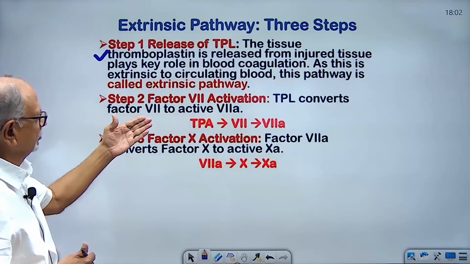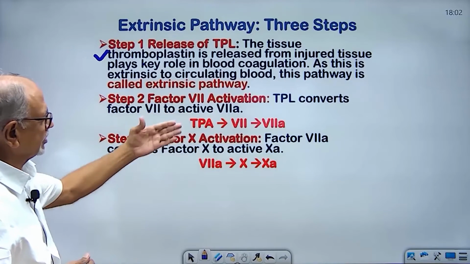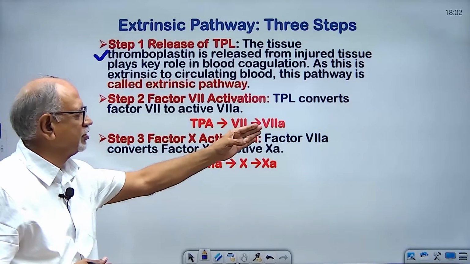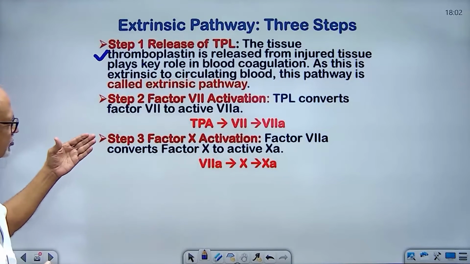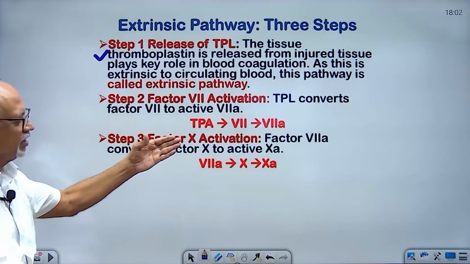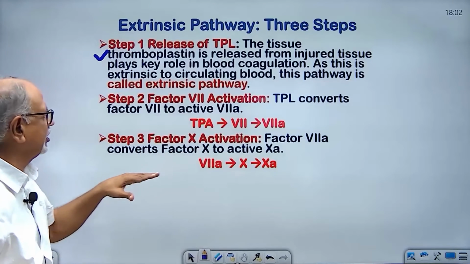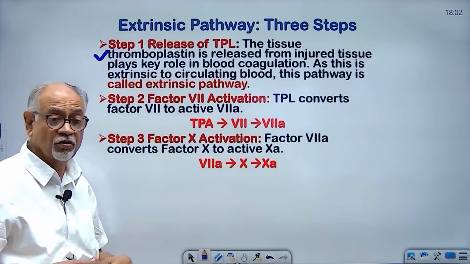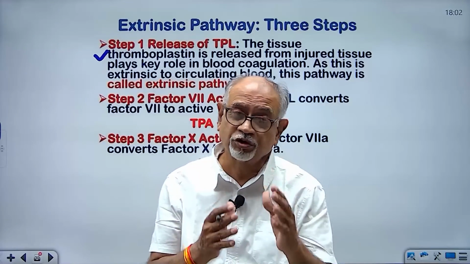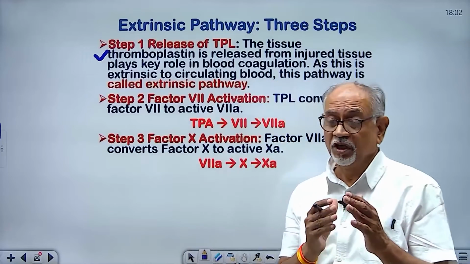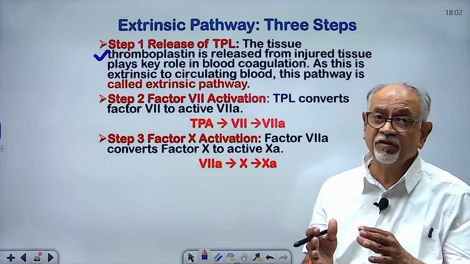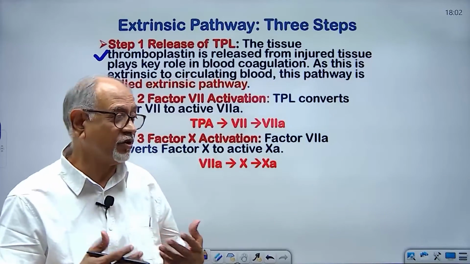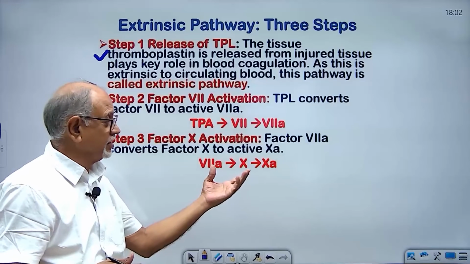And step 2 is the activation of the 7th factor. TPL converts factor 7 to the activated form of factor 7, that is factor 7 is converted into factor 7A. In step 3, factor 10 activation, that is factor 7A converts factor 10 into active 10A. So, here you can see from both the pathways, from the extrinsic pathway as well as from the intrinsic pathway, finally factor 10 is converted into the activated form, that is 10A.